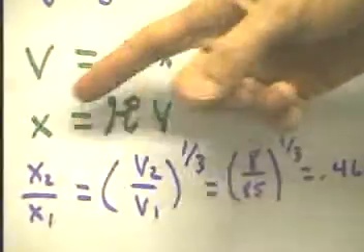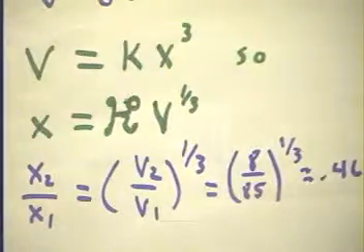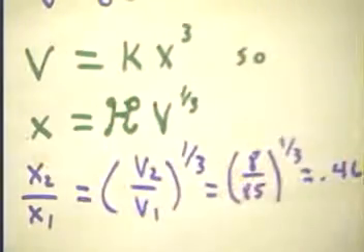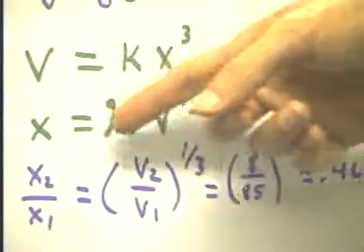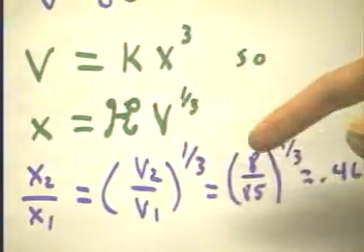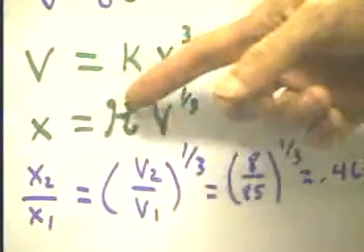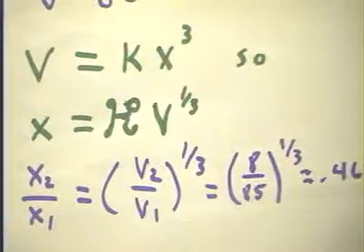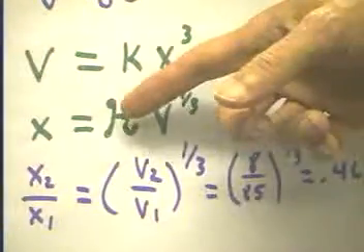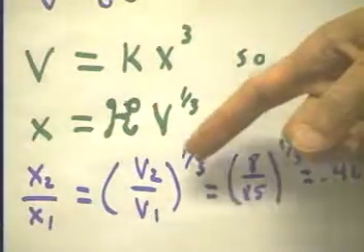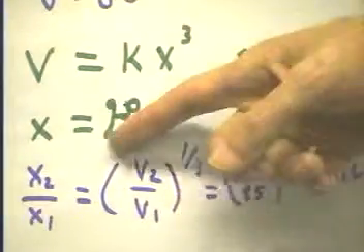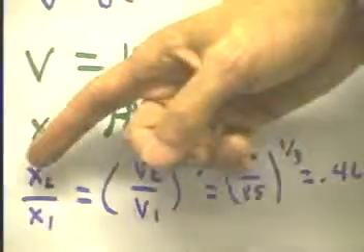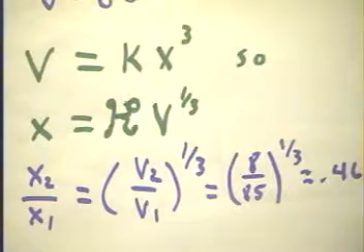Now once we know that x is proportional to the cube root of the volume, we can simply write x2 over x1. Well, we could go through the whole process. We could write x2 equals fancy k times v2 to the 1/3 and x1 equals fancy k times v1 to the 1/3, and then divide those. We see that the k's would divide out and we would end up with v2 to the 1/3 over v1 to the 1/3, which is just v2 over v1 to the 1/3. In other words, we get this by the same process that we used on the previous problems.